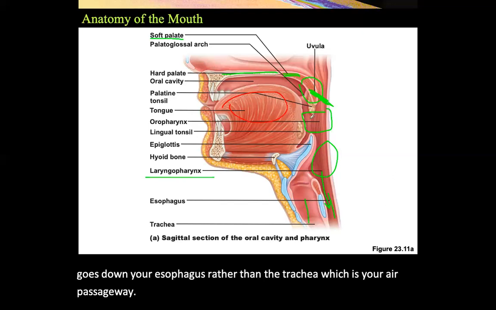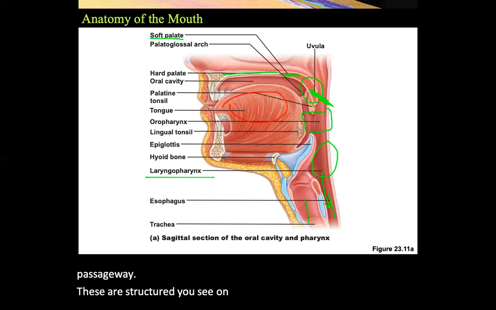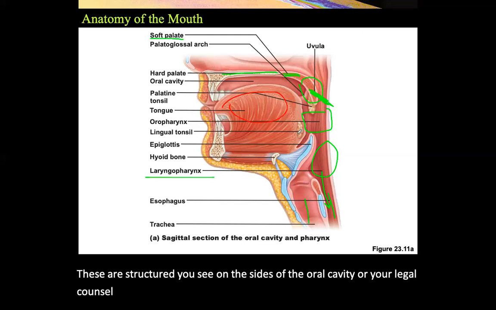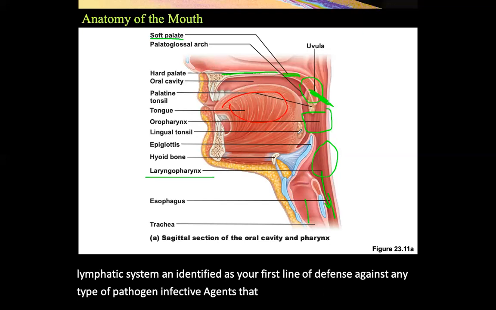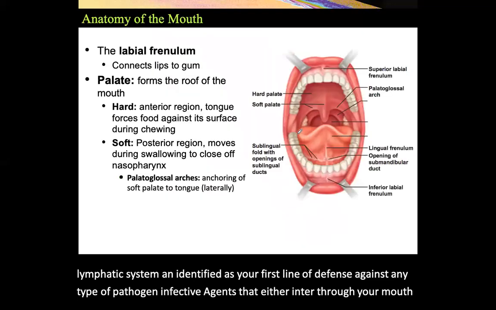These structures you see on the sides of the oral cavity are your lingual tonsils and palatine tonsils. Tonsils are associated with your lymphatic system and identified as your first line of defense against any type of pathogen, infective agents that either enter through your mouth or through your nose.